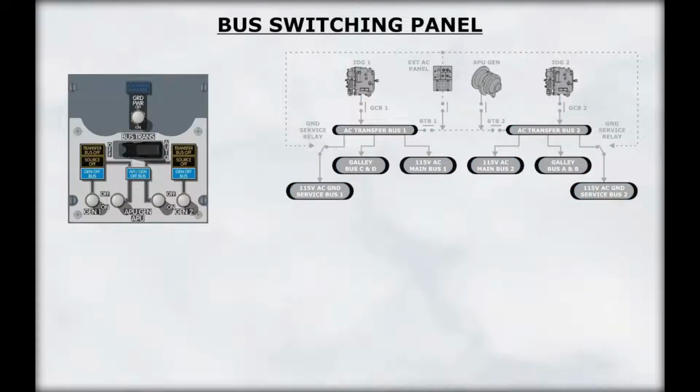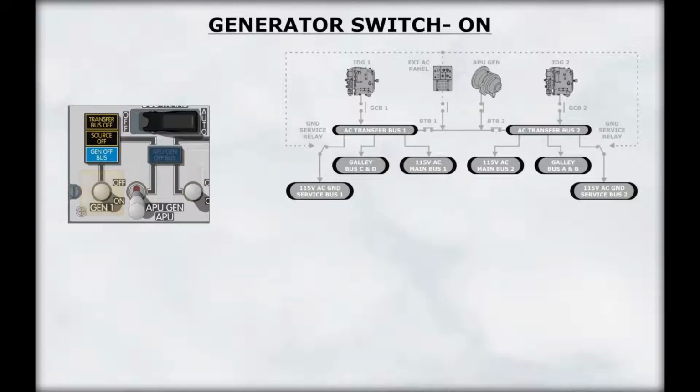We will now look at the bus switching panel. The generator switches are used to control the associated generator. The switch is spring-loaded to the center position. Momentarily positioning the generator switch to on connects the associated IDG to its respective transfer bus by closing the generator breaker. If the associated transfer bus is powered by another source, this source is removed. Click on the generator switch to see the effects of generator start.